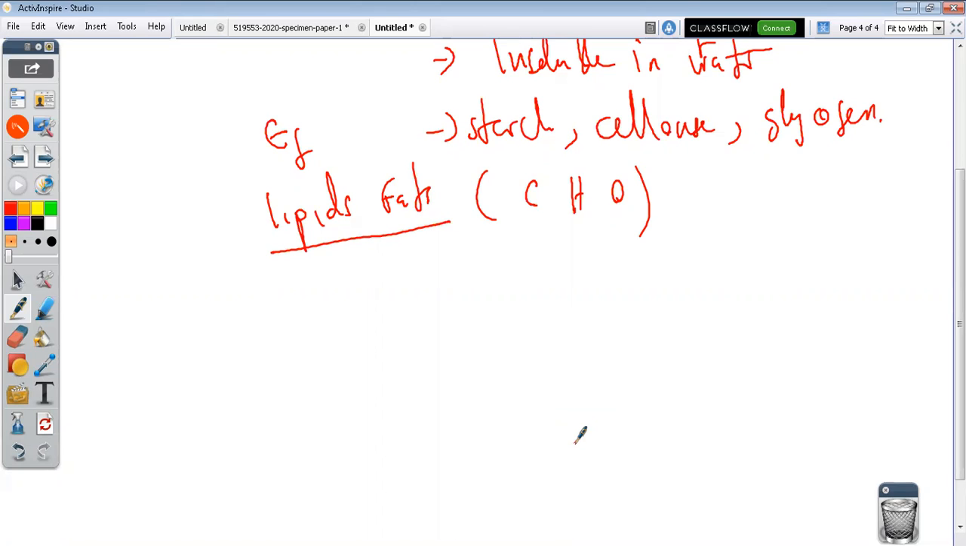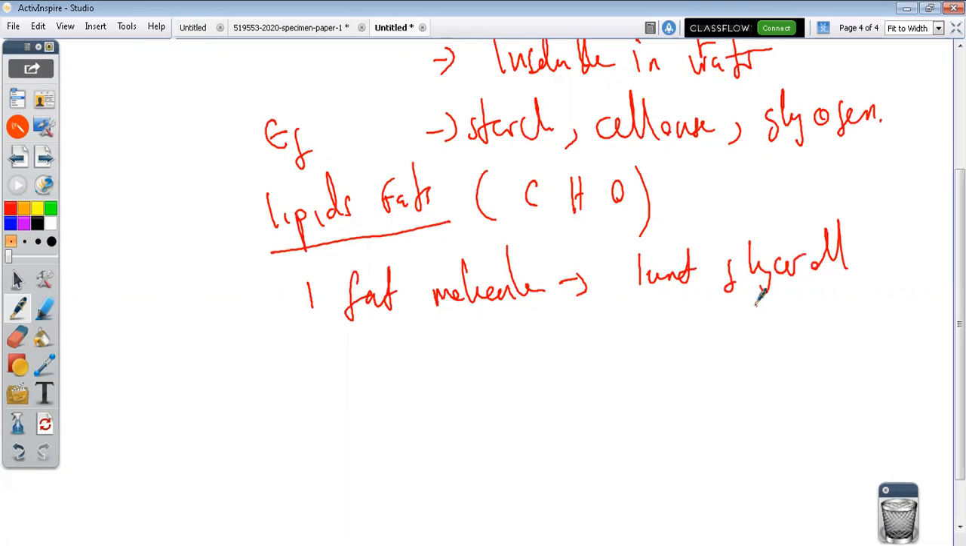One fat molecule is made up of one unit of glycerol, not double L, one L, and three units of fatty acids. Clear? One unit of glycerol and three units of fatty acids.